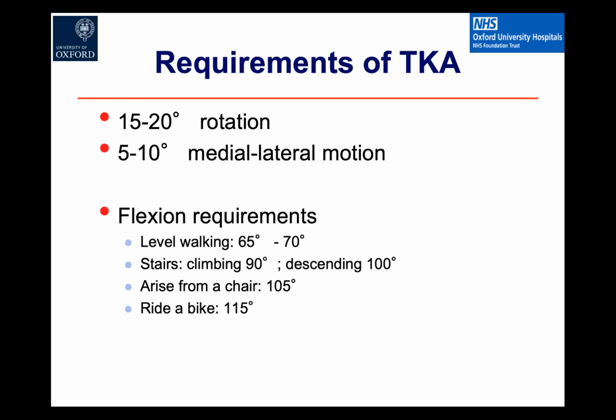What are the requirements of a total knee? You have between 15 to 20 degrees of rotation, and you have about 5 to 10 degrees of medial-lateral motion. But essentially, in order to function, your knee needs at least, as I said, 65 to 70 degrees in order for you to be able to walk. And then, as we saw in the previous slides, climbing and descending stairs require slightly higher, and activities such as squatting and praying require even higher, around 120 to 140 degrees.